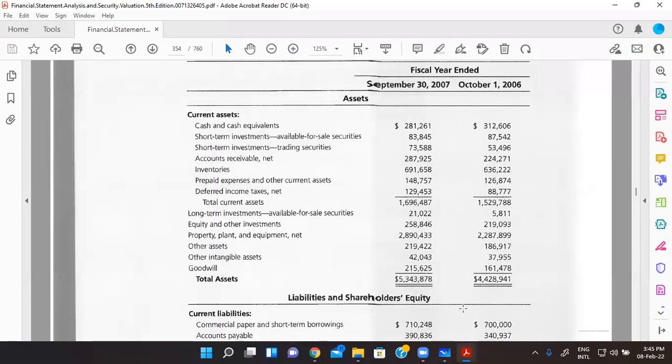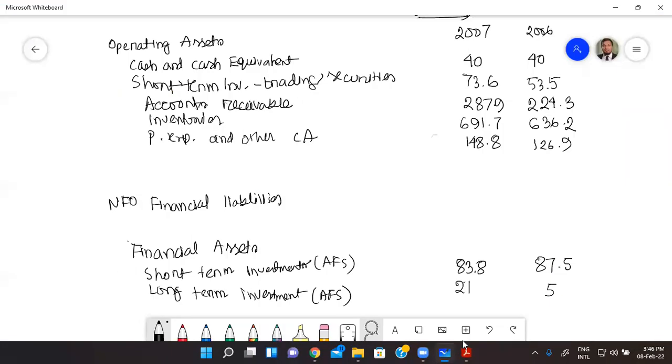Next one, deferred income taxes. We mentioned that this should come from operating income, that's why it is to be considered as operating. Deferred income taxes, the current asset portion.